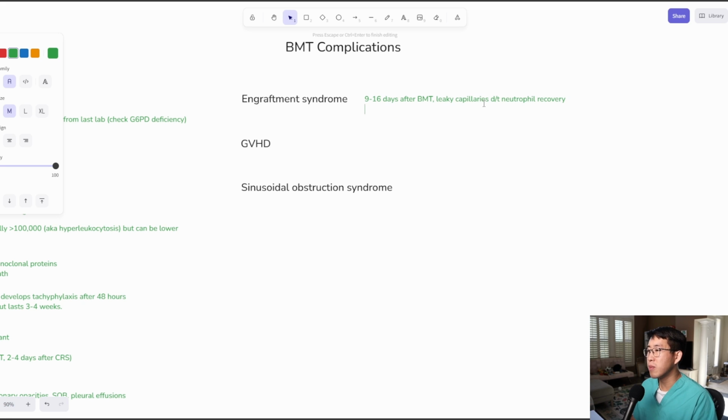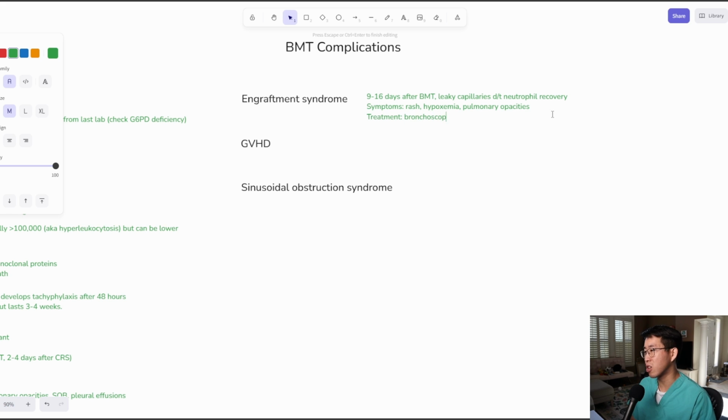The symptoms that you may see are going to be rash, hypoxemia, and diffuse pulmonary opacities, which is the typical presentation of engraftment syndrome. In terms of the treatment, we really have to rule out infection. And so sometimes empiric antibiotics will be given if there's any suspicion for infection.